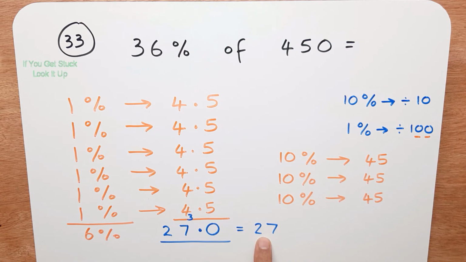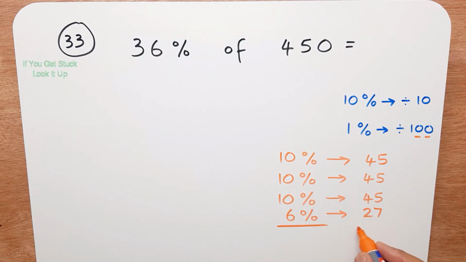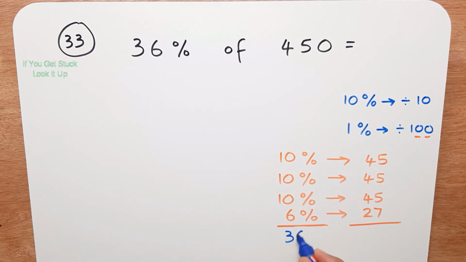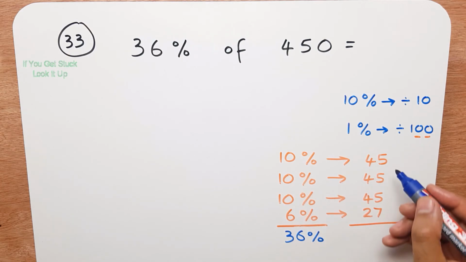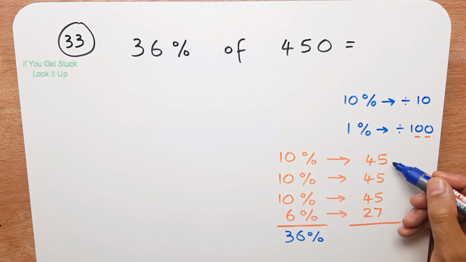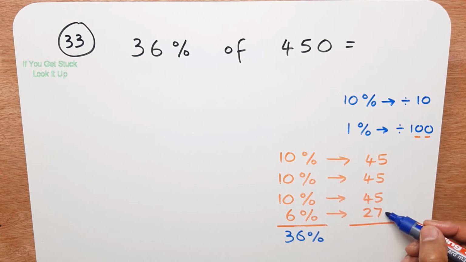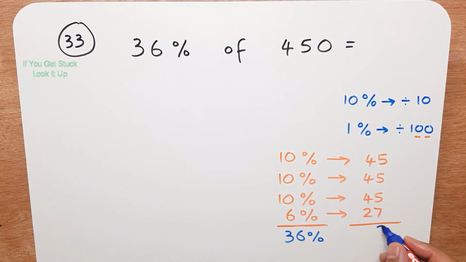Now what I do is I add 6% here. So I know 6% is 27. So this is 36%. And now we simply need to add these. 5, 10, 15. 15 plus 7 is 22. So I put the 2 down and I carry the 2 over.